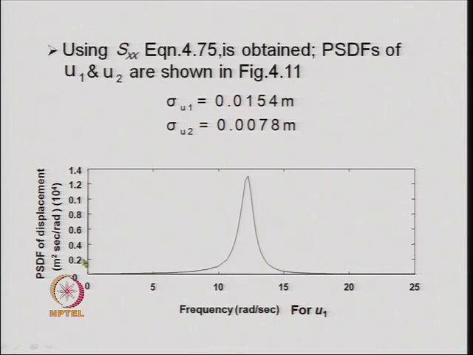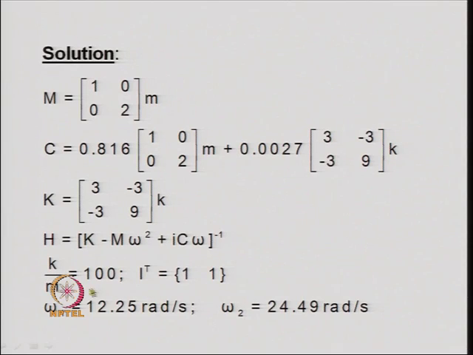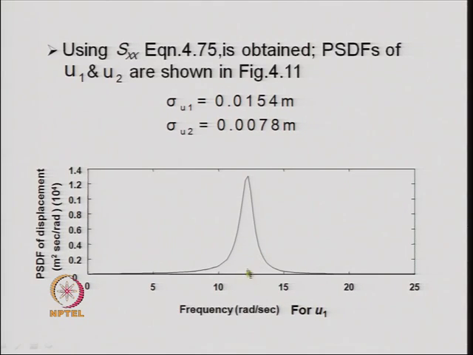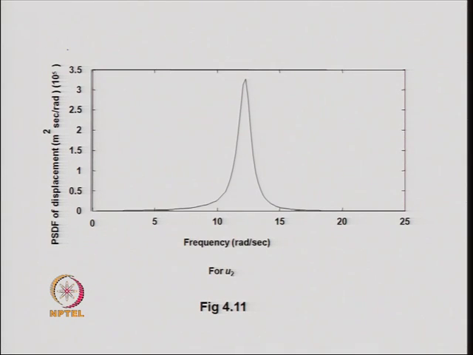You can see that it is the power spectral density function ordinates for displacement U1, and this is the frequency, and that's how the PSDF of the displacement U1 varies with frequency. One can see that this is peaking nearly at about 12.5, and the first frequency of the system is 12.25. So therefore, we see that the peak of the power spectral density function of displacement U1 is around that frequency. This is the power spectral density function of the displacement U2.